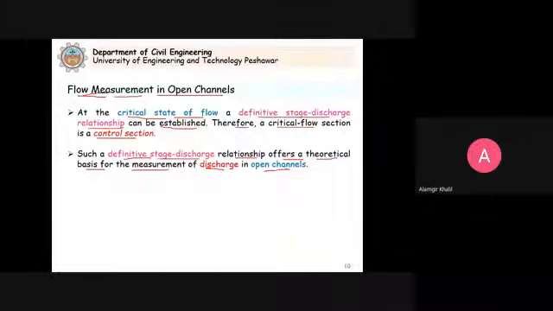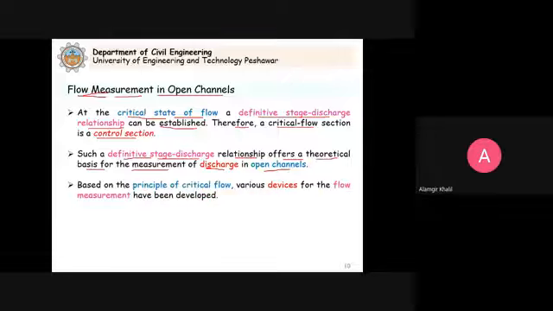As we already discussed the basic equations, clear? Such a relationship between the depth of flow and the discharge offers a theoretical basis for the measurement of discharge in open channels. So based on the principle of critical flow, various devices for flow measurement have been developed. There are many devices, but we will primarily focus on two devices as per our syllabus.